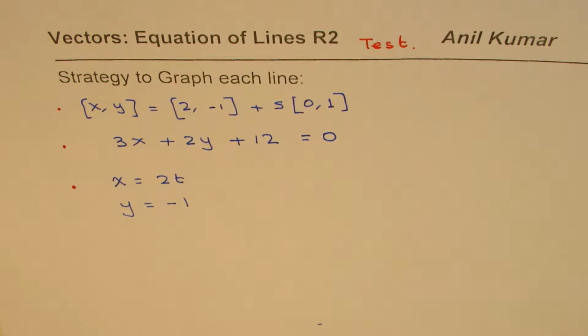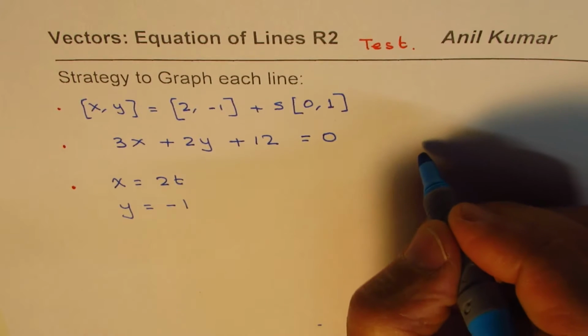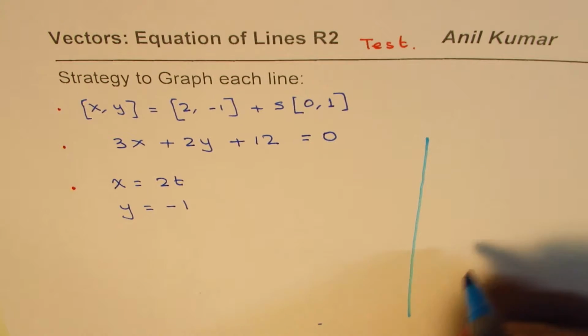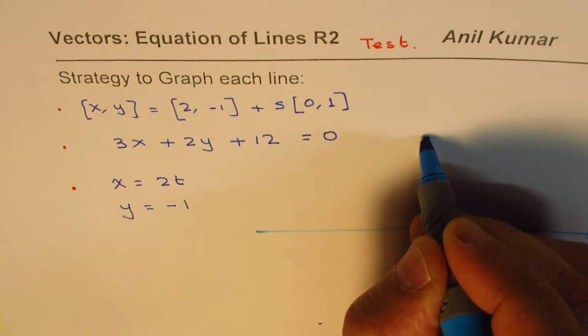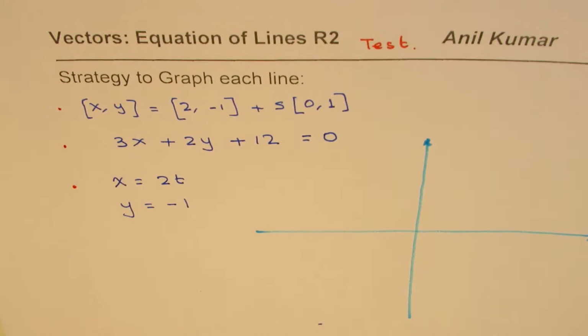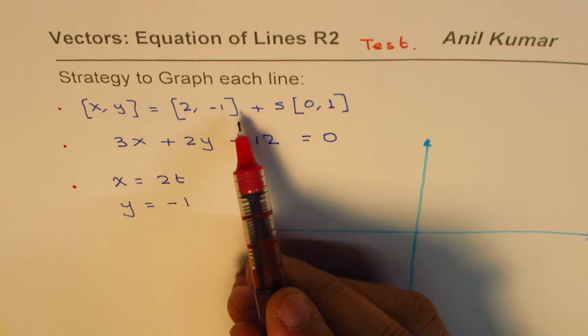So let me start with creating the coordinate axis. We are working in R2. So let's say this is my y-axis and that's the x-axis. Okay. And let's see how to sketch these lines. We could sketch using position vectors.